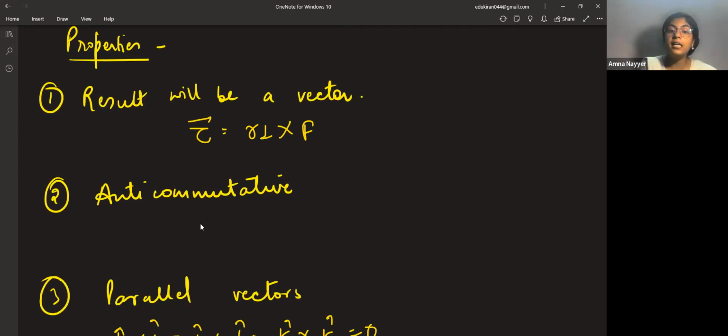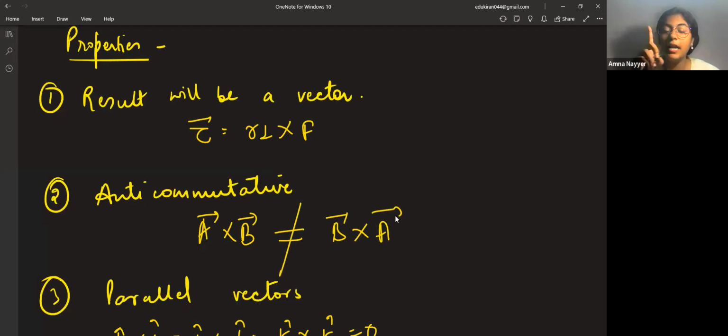And this is anti-commutative. If you are writing it as A cross B, you cannot write it as B cross A. Totally different answer it will give you. You can write 3 plus 2 as 2 plus 3. You can write 2 into 3 as 3 into 2. That is known as the commutative property. This is not valid over here. It is anti-commutative. For B cross A, you have to solve everything separately. Both the answers are different.